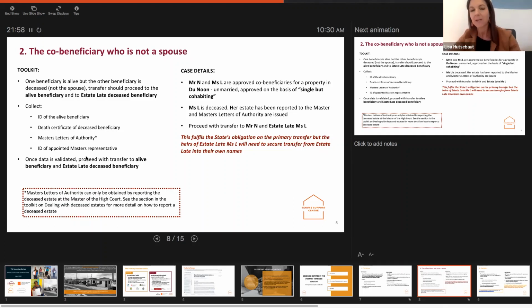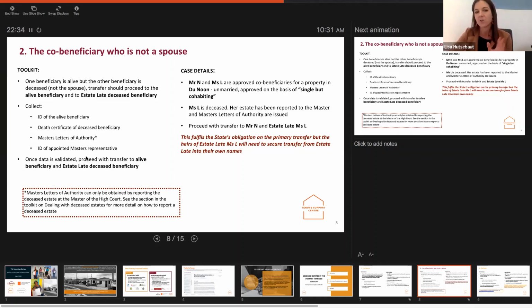We act for the family of Miss L, who came to see us and said, this is the scenario, here are our master's letters, what can we do? The problem is the family of Mr. N. They are not willing to go and report the estate. They are not willing to get anybody appointed as master's representative. They have essentially taken over the property to the exclusion of Miss L's family, which they are renting out and receiving rental income. And so now we find ourselves in the situation of basically a dispute.